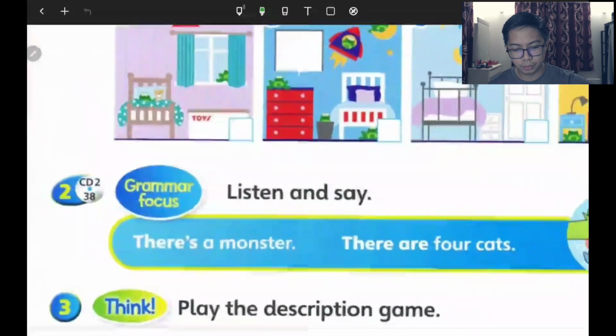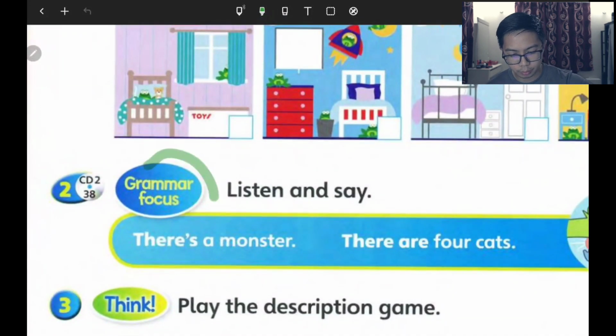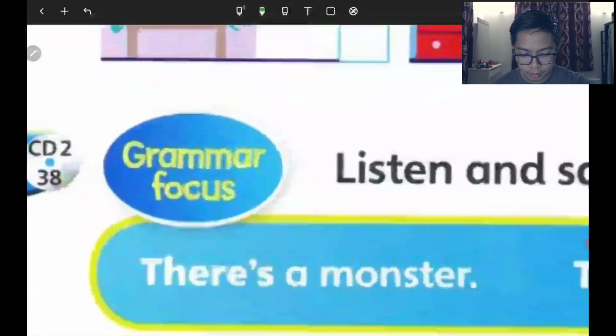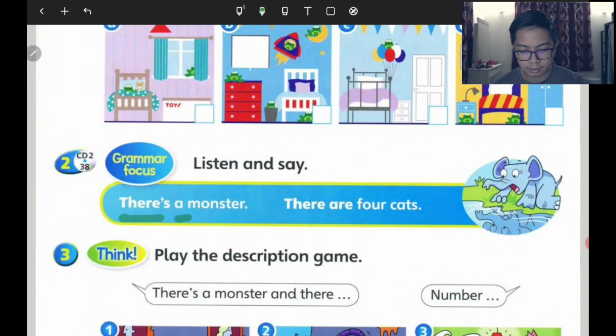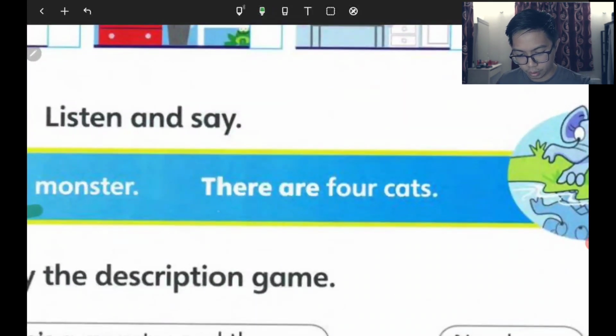Okay, over here we have, this one is really important, grammar focus. When you see this, you have to study well. Study well about the grammar focus. There's a, for only one. If there are a lot, you have to use there are. Okay?